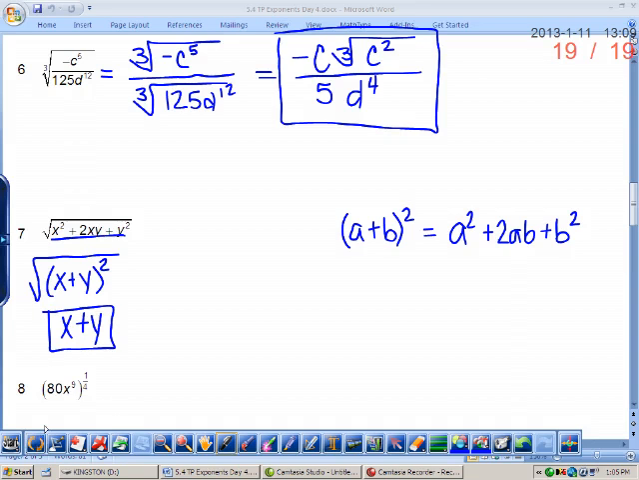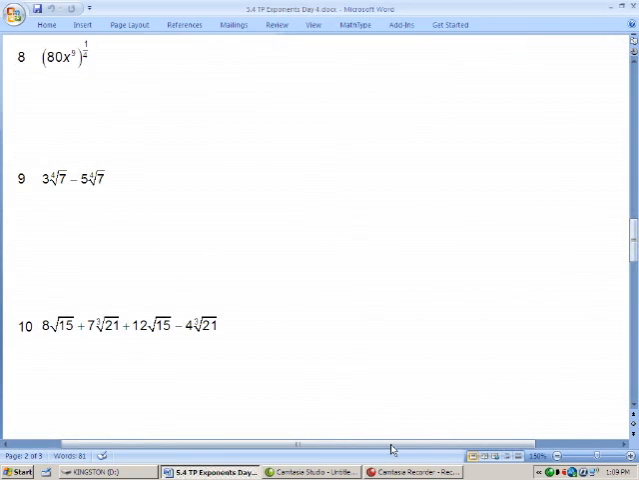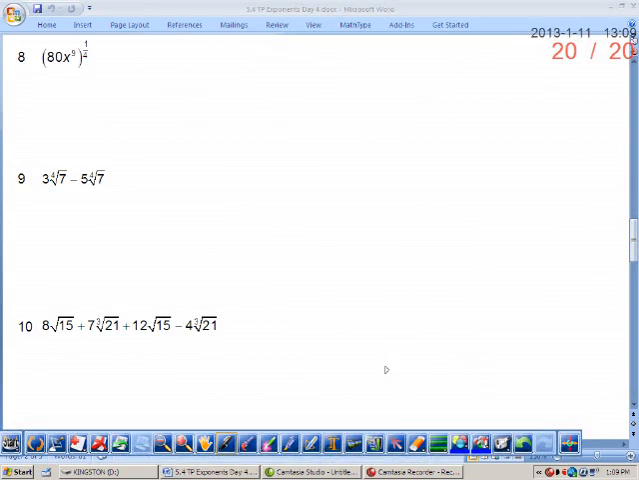All right, look at number 8. 80 x to the 9th, to the 1/4 power. What could I do first? Make it the fourth root of it. All right, so you could distribute your 1/4, or you could rewrite it as a 4th root. Since we're practicing radicals, I'm going to go ahead and do it like that. Go ahead and try and finish that problem for me. The 4th root of 80 x to the 9th.